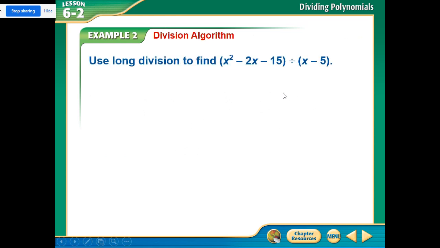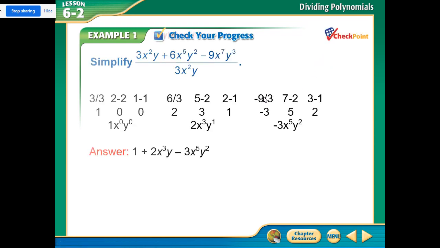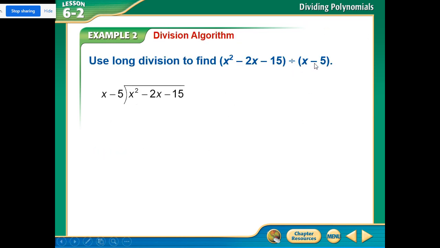All right, how do we do division of a binomial? See, this is a binomial that's got the two terms. This last one here, this was a monomial down here, so that's how we separated it. Here we have a binomial, so we have to do long division like we did back in like 4th grade. Notice the x minus 5 goes out here on the left. The x squared minus 2x minus 15 goes here in the middle.